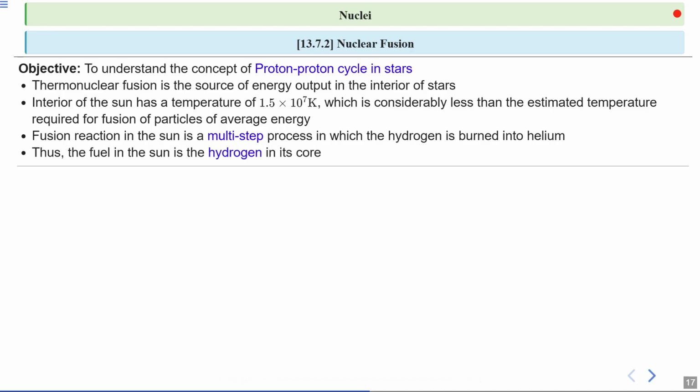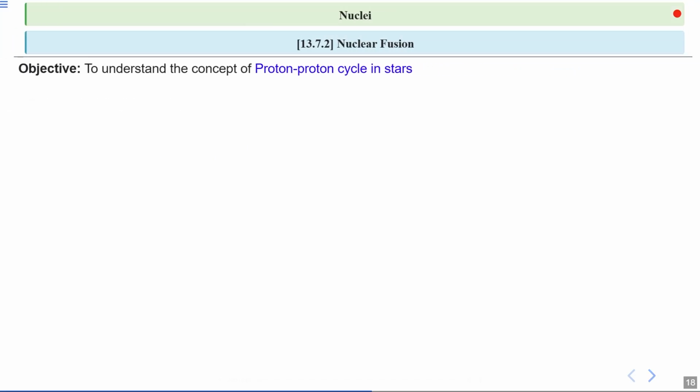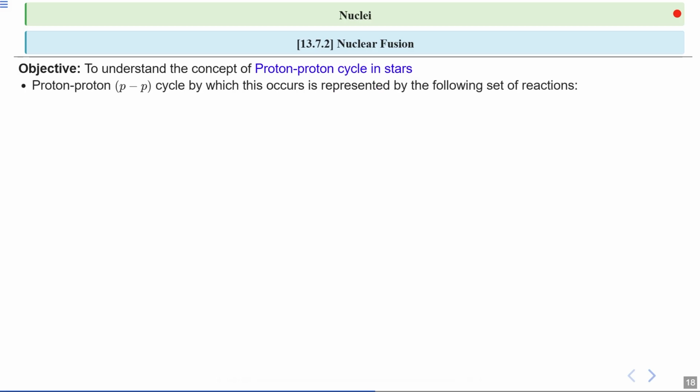It's important to remember that the sun's main fuel is hydrogen, which is found in its core. As hydrogen is fused into helium, the sun continues to shine and provide energy. So today our objective is to understand the proton-proton cycle in stars. This is a fundamental process that powers stars like our sun by converting hydrogen into helium and releasing energy. As we go through the steps, pay attention to how small particles interact to produce the energy that makes stars shine. Let's start by looking at the proton-proton cycle.